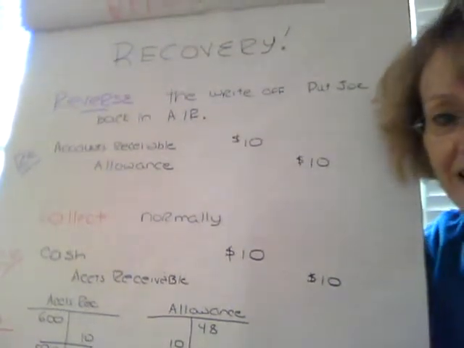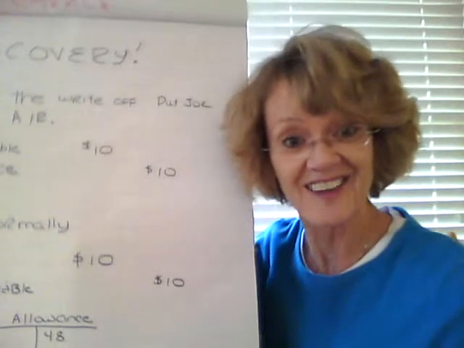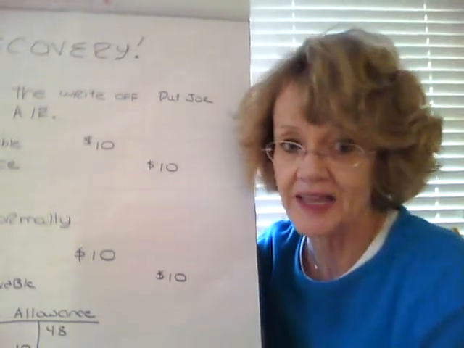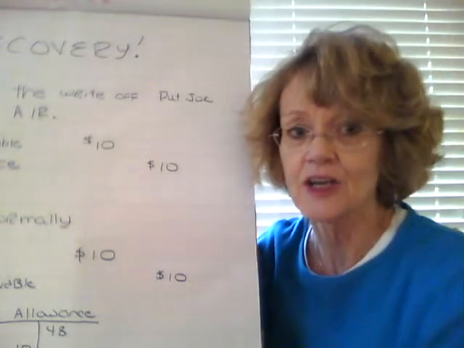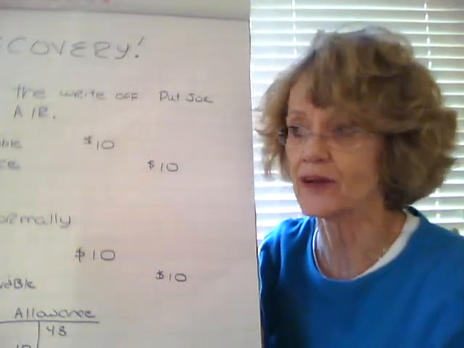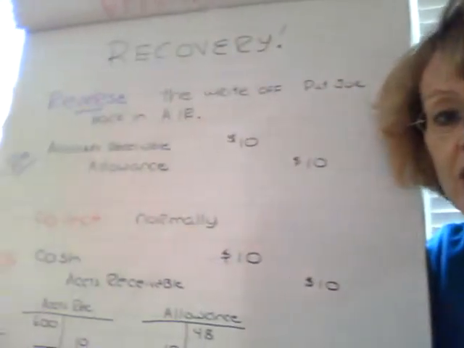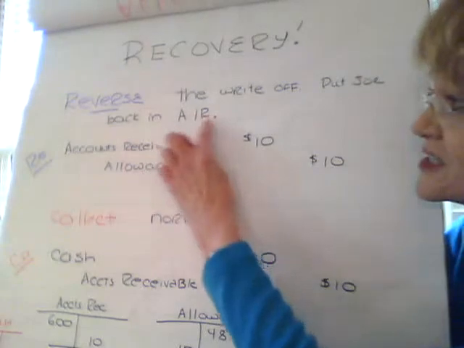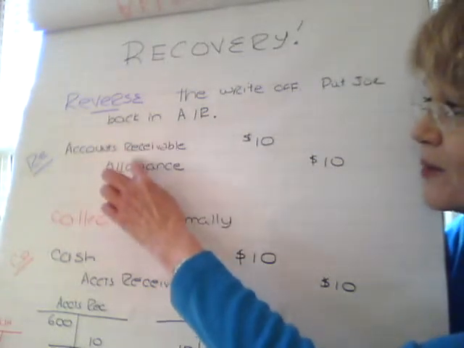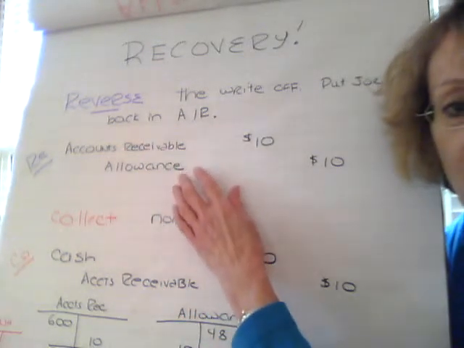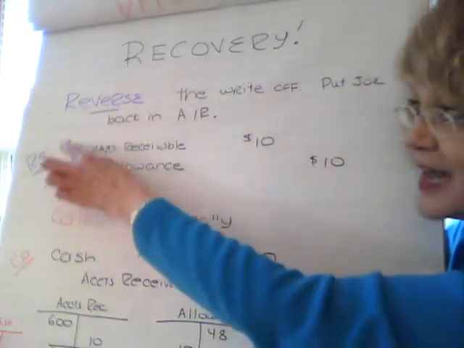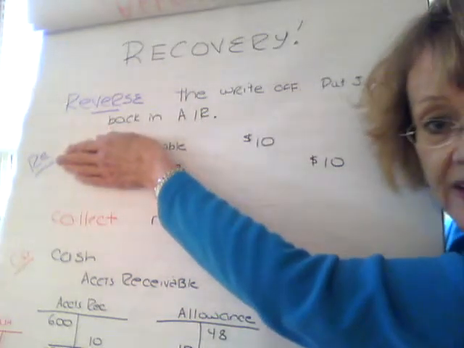So we're in recovery. Yay! We're in recovery. That's great. That means we got some money we didn't expect to get. So let's do what we should do in recovery. Let's reverse the entry that put us there. So if you remember from the other page, when we wrote Joe off, what did we do? We debited accounts receivable and we credited the allowance.